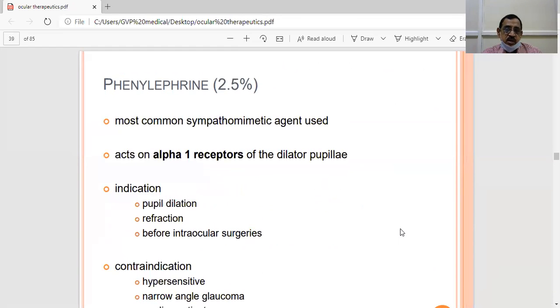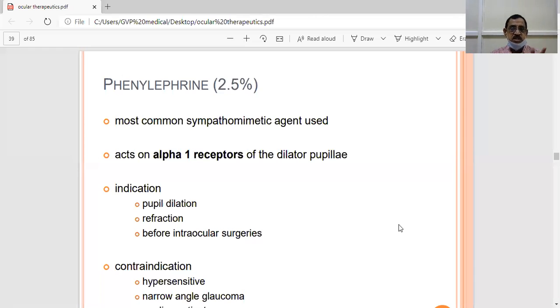So phenylephrine is available in 2.5% solution, 5% solution, 10% solution. It is the most common sympathomimetic agent used in ophthalmology. It acts on alpha-1 receptors of the dilator pupillae. The indications are pupillary dilatation, for refraction in individuals above 40-50 years where cycloplegia is not needed, and also before intraocular surgeries, we instill this for dilatation of the pupil.